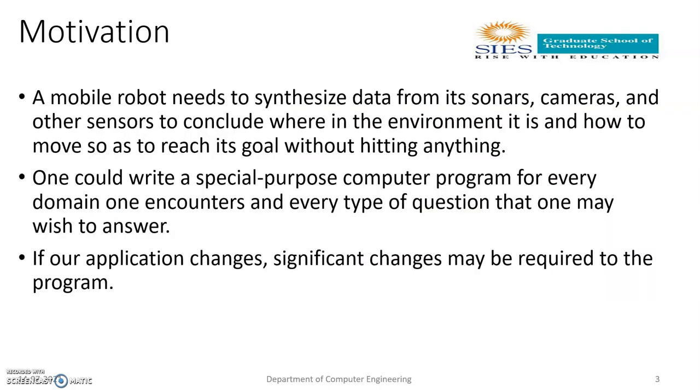The next example we can take is when a mobile robot needs to synthesize data from all its sonars, cameras and other sensors to conclude where in the environment it is and how to move so as to reach its goal without hitting anything. So it's the third case study, where a robot is interested in moving to a place without hitting anything. What all things does it need to take into consideration before going forward?